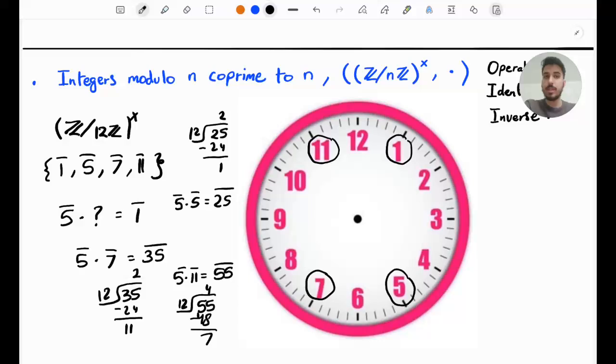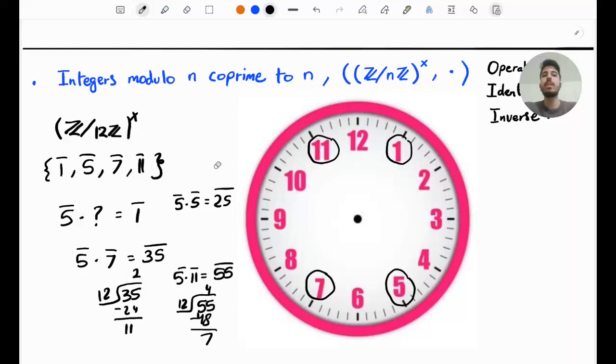11. Is it the same thing? 11 times 11 is 121. You divide 121 by 12. What do you get? You get 10, remainder 1. So 11 is also its own inverse. And 1, well, 1 times 1 is 1. So 1 is also its own inverse.